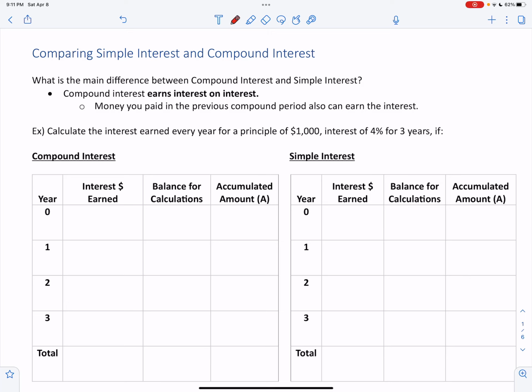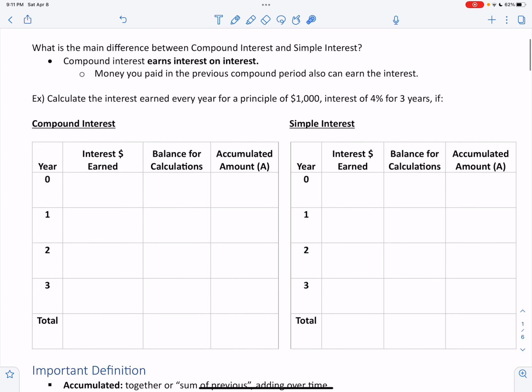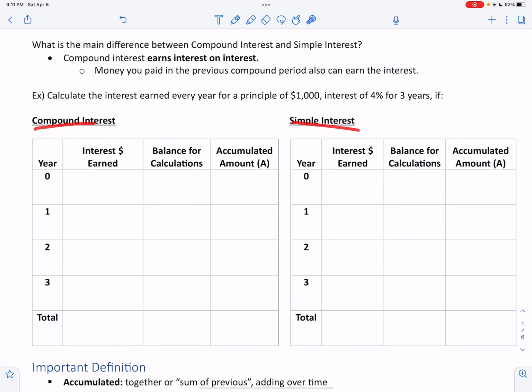Okay, so we're going to start with comparing simple interest and compound interest. The main difference between compound interest and simple interest is that compound interest earns interest on interest, meaning the money that you receive from previous compound periods can also earn interest. So we're going to do a quick example between compound interest and simple interest.